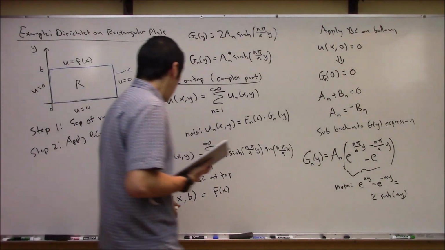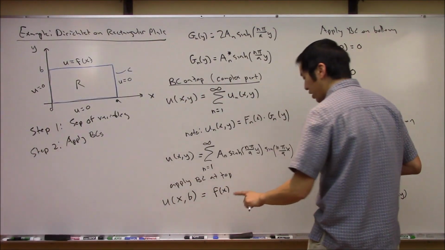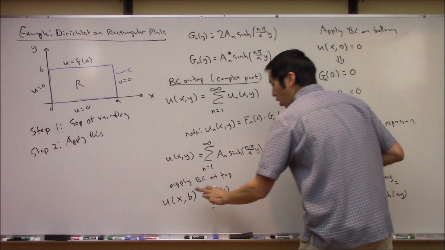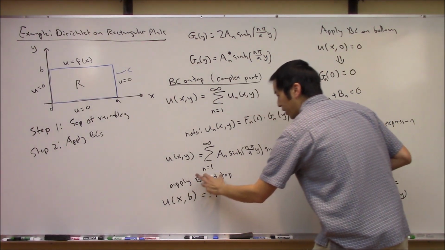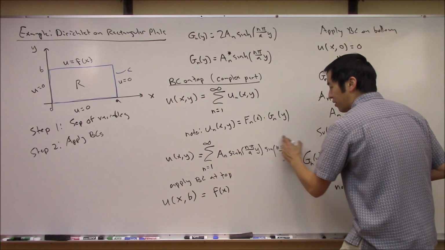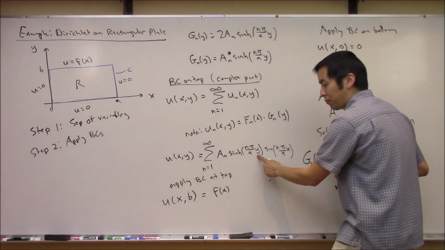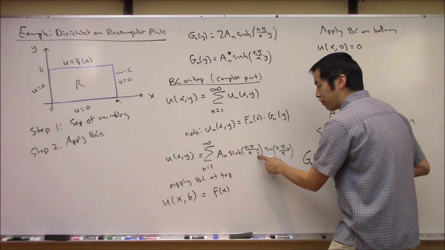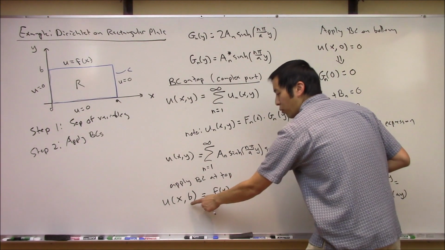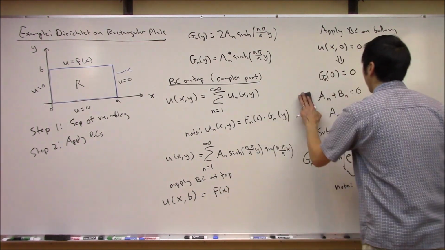Okay, so let's just expand this a little bit further. This left side is basically this infinite series, but when y is equal to b. So all I have to do here is replace wherever I see a y with b. Let's do that over here.